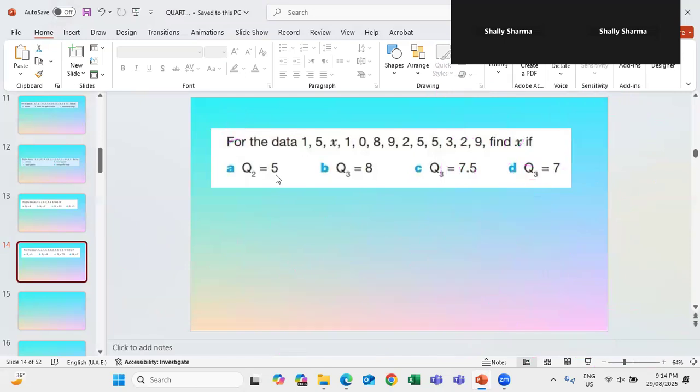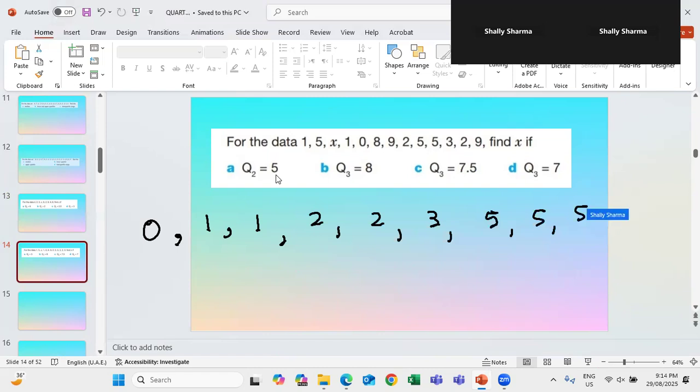So I repeat this whole thing. We have the numbers here: 0, then we have 1, another 1, then we have 2, 2, 3, then we have 3, 5, then we have 8, and then we have 9, and then we have X. So Q2 is given as 5. This is that value, and this is the seventh value.